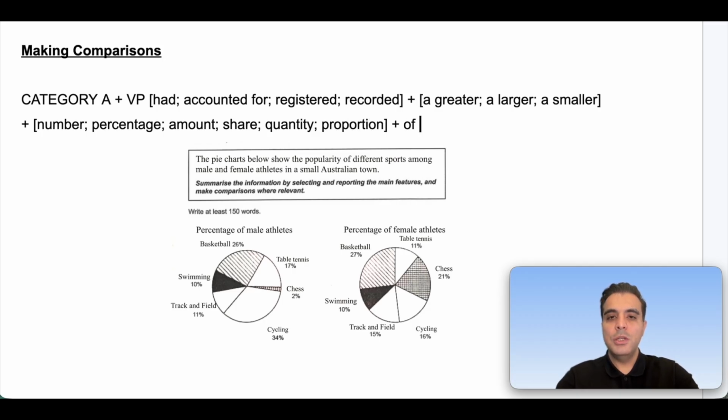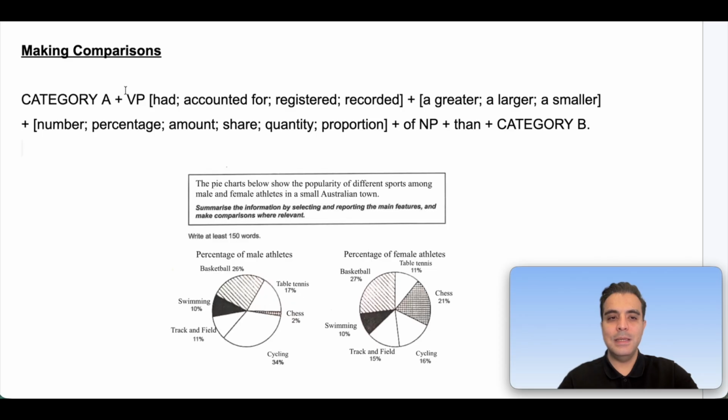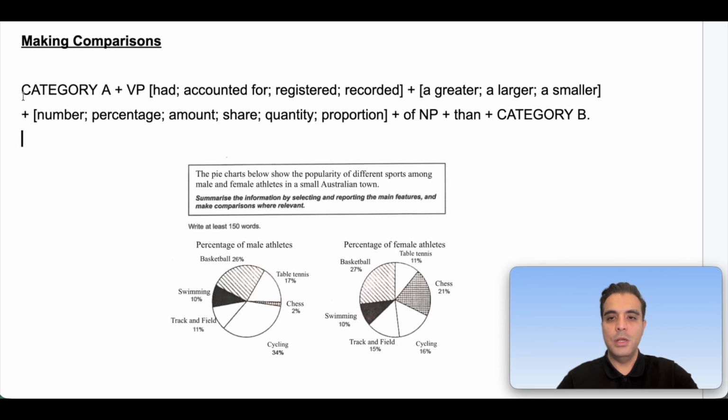Just like before, you need to include your NP, so you're going to use "of" plus the NP. Now, the word that we're going to use for the comparison is "than," and we finally place category B at the end. Okay? So this is basically the structure that we're using. Let me show you how it's used with an example. So remember, we want to say that basketball was more popular than chess among female Australian athletes.